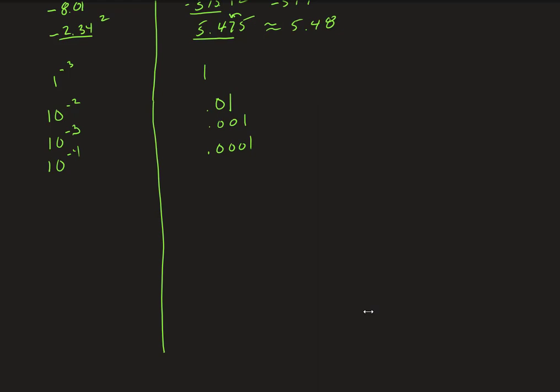I think you probably see the pattern. Negative 2 gave us 2 places past the decimal. Negative 3 gave us 3 places. Negative 4 gave us 4 places.